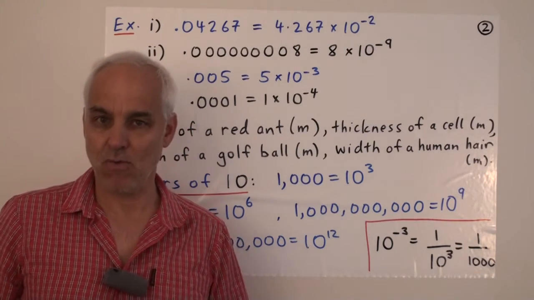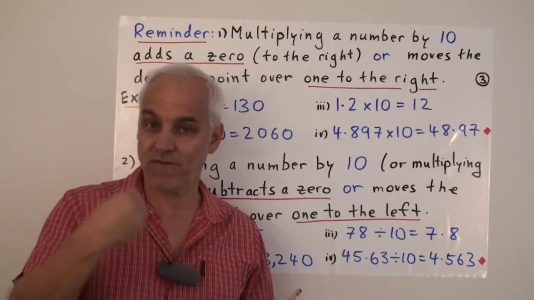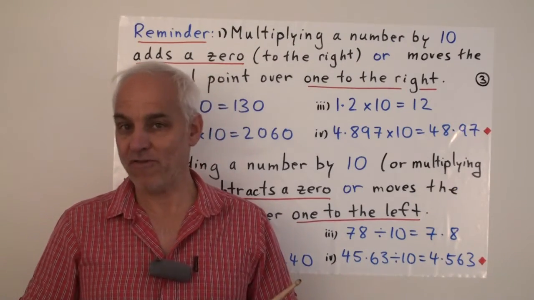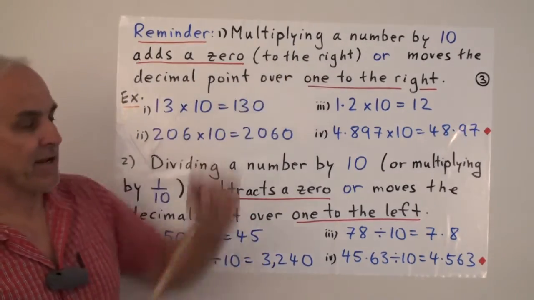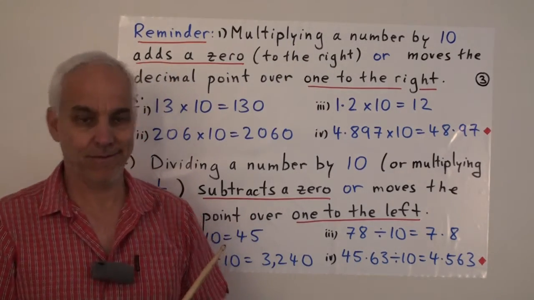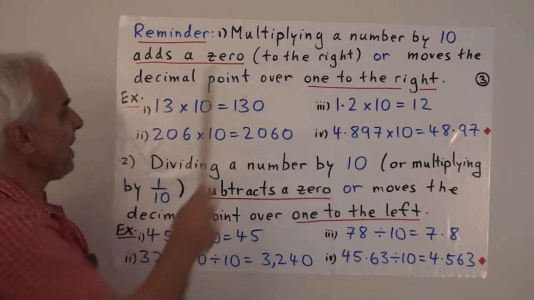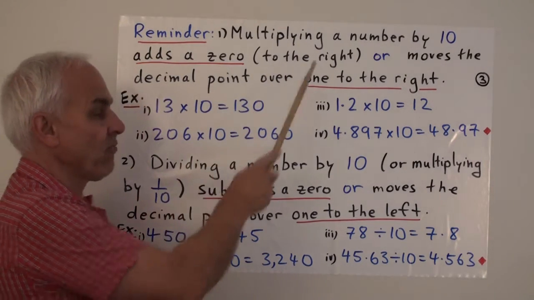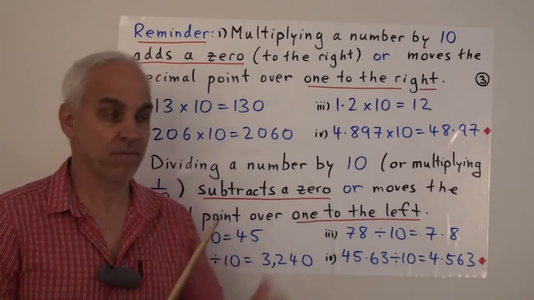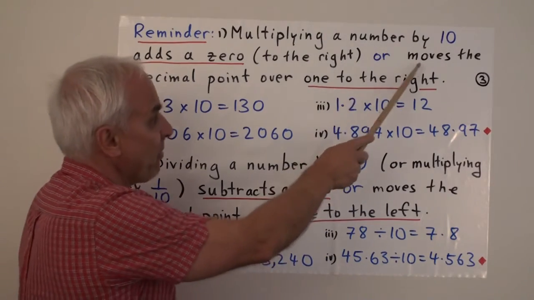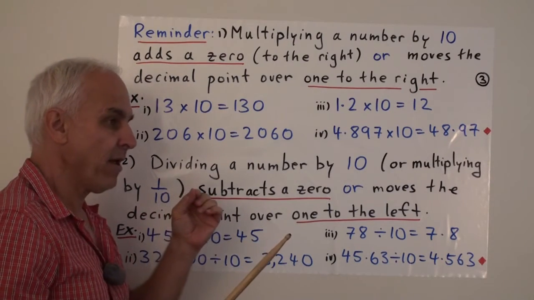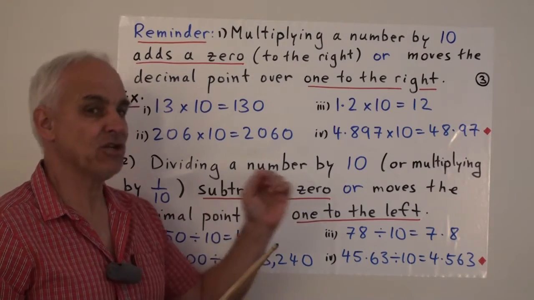All right, so let's practice and start understanding powers of 10 and how multiplying and dividing by those things works. So let's start with the familiar situation that I'm hoping you're already very familiar with, multiplying a number by 10. When you multiply a number by 10, that adds a 0 to the right of the number. Or if it's a decimal number, it moves the decimal point over 1 position to the right.